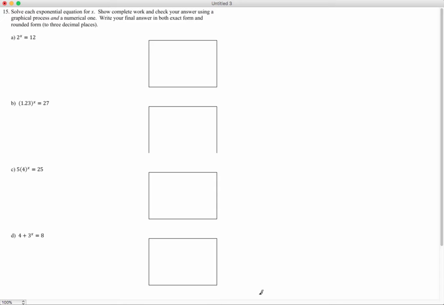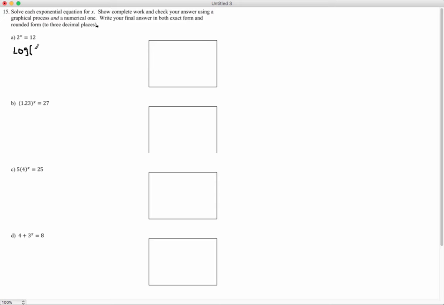So solve each of the exponential equations given here. We're solving them at first for x using just our logarithm techniques, and then after we get done with that, we're going to do them graphically and then check them numerically, okay? So what we're going to do here is give the logarithm base 10 of both sides.